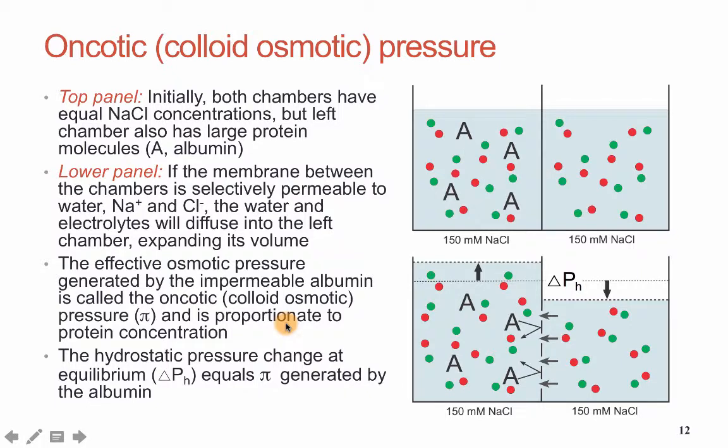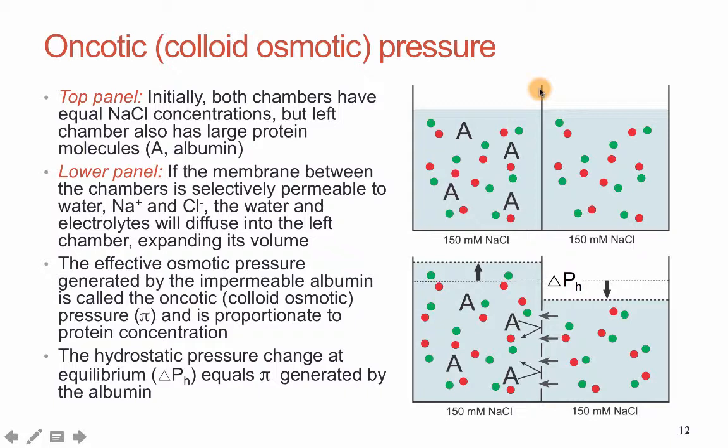Now let's turn our attention to another factor that is very important in determining the movement of fluid across the capillary. We've only looked at hydrostatic pressures, but there's another type of pressure that we have to talk about, and that is osmotic pressure. If we have a little model system here where we have two reservoirs containing sodium chloride of equal concentration, so 150 millimolar sodium chloride here and 150 millimolar sodium chloride in this reservoir, and initially we just have a barrier between the two reservoirs that's completely impermeable to water.